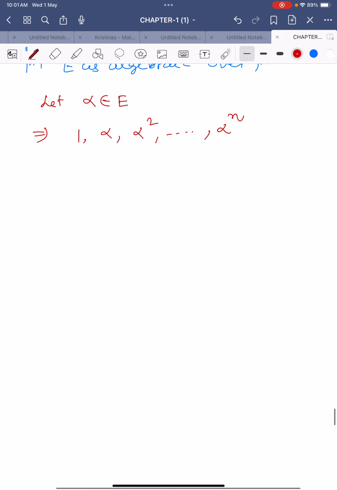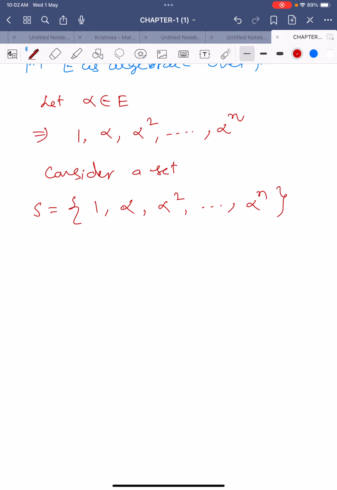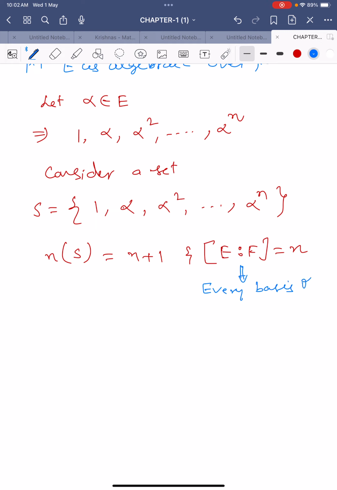Now consider a set capital S having all these elements 1, alpha, alpha square and so on alpha power n. Here you clearly observe that number of elements in S is equal to n plus 1. And remember that the dimension of E over F is equal to n. The dimension of E over F is equal to n means every basis of E has n elements only.